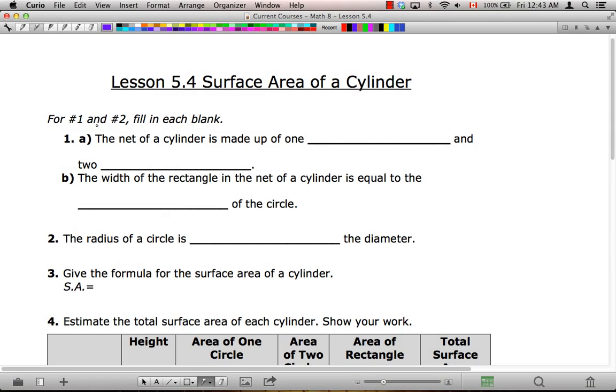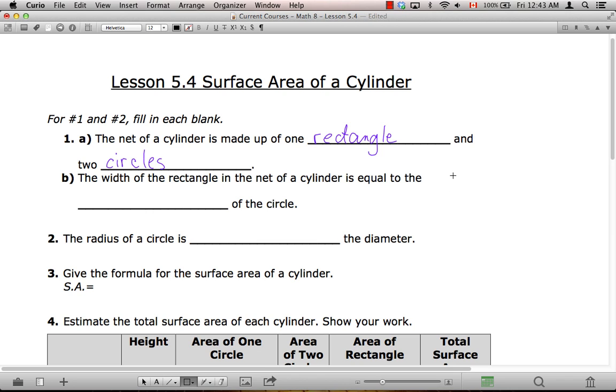So first for numbers 1 and 2, let's fill in each blank. If you look at the net of a cylinder, it's made up of one rectangle and two circles. And so it looks something like this. We'll have a rectangle as well as two circles.